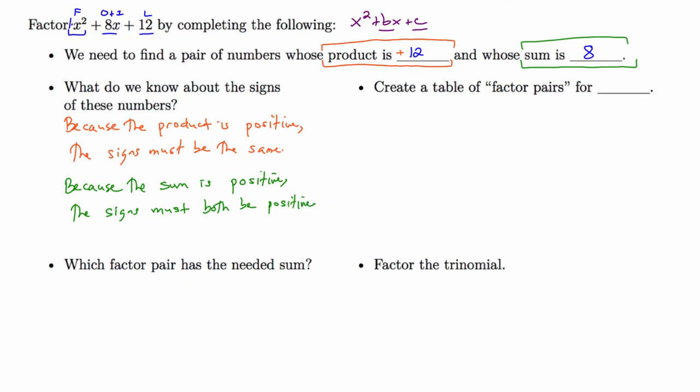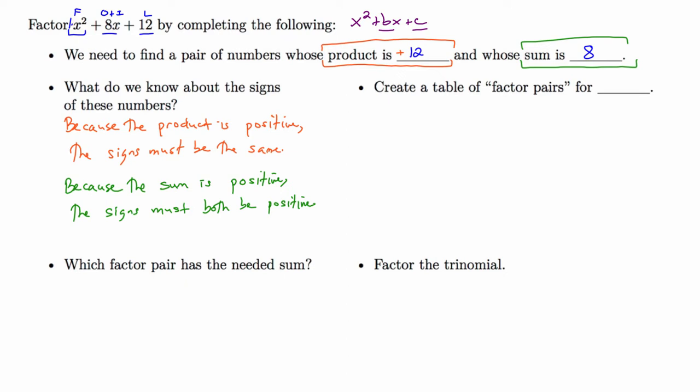It's important to note that the green statement, because the sum is positive, the signs must both be positive, is in part dependent on the original statement, that the signs had to be the same based on the product. So everything we're saying about the sum, both of them having to be positive, is dependent on the fact that the product told us they had to be the same sign.